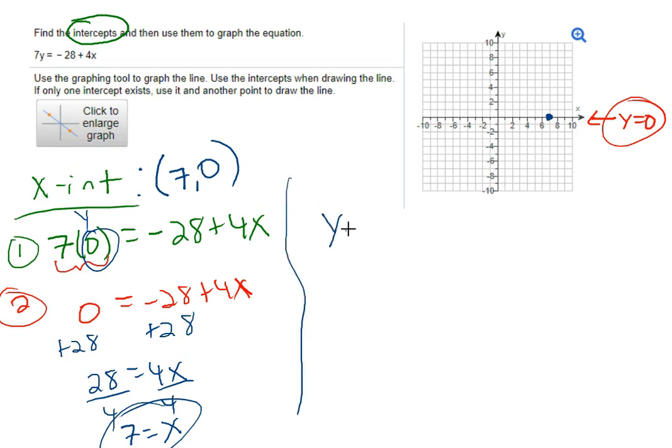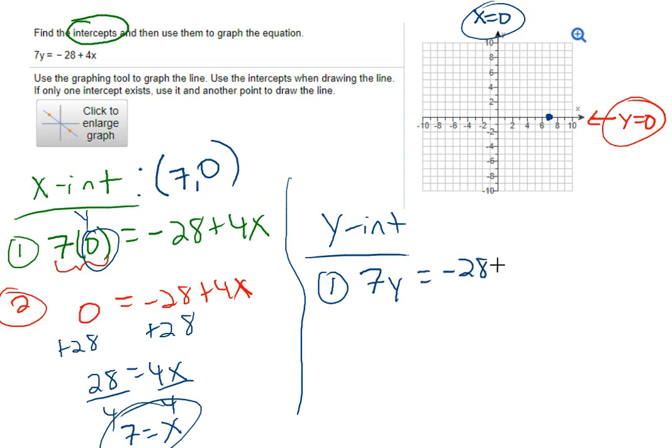All right, y-intercept, same idea. It's the point where the graph crosses the y-axis. To be on the y-axis, the x-coordinate would have to be 0. So the first step here is to plug in 0 for x. So I'll have 7y equals negative 28 plus 4 times 0. We're going to plug in 0 for x. And then step 2, solve for y to find the corresponding y-coordinate.